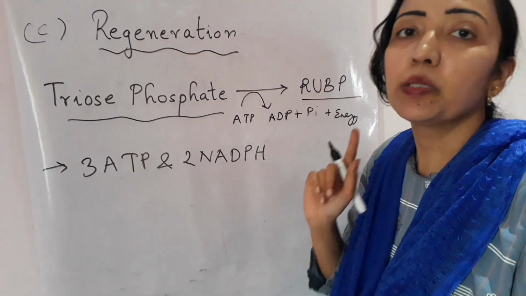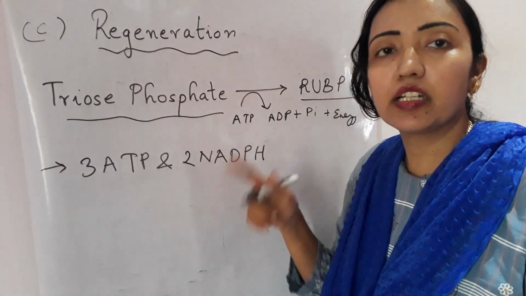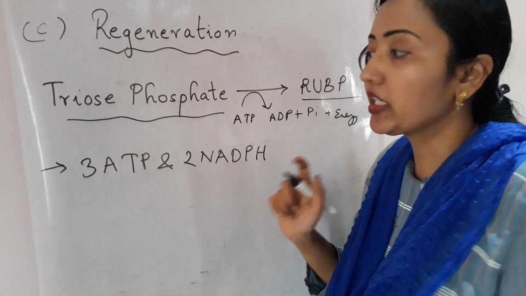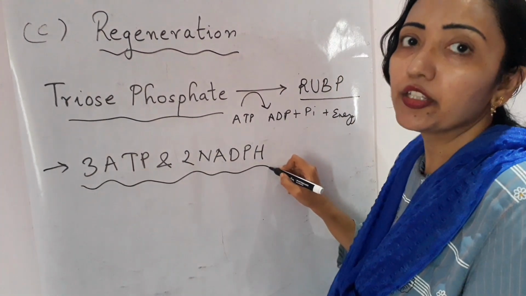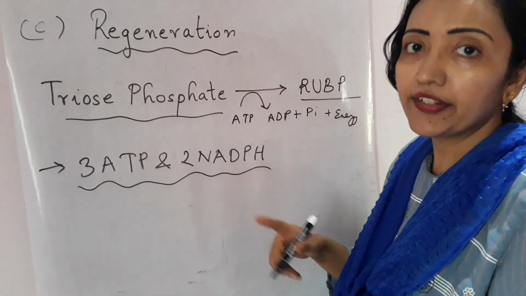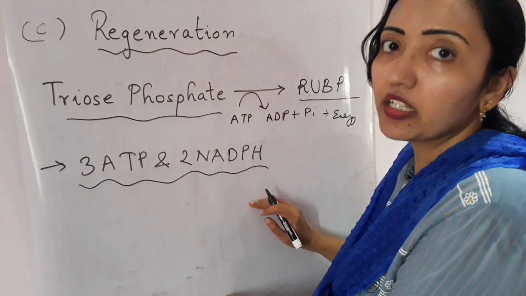To fix one molecule of carbon dioxide, that is, one turn of the Calvin cycle, 3 ATP and 2 NADPH are utilized. To fix one molecule of carbon dioxide, or one round of the Calvin cycle, 3 ATP molecules and 2 NADPH are utilized.